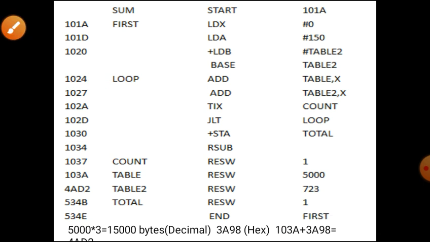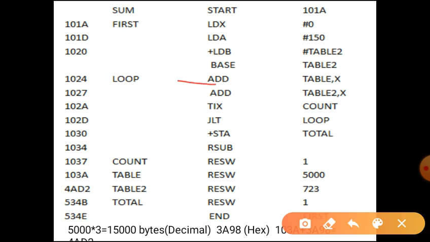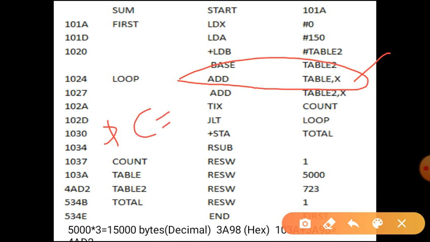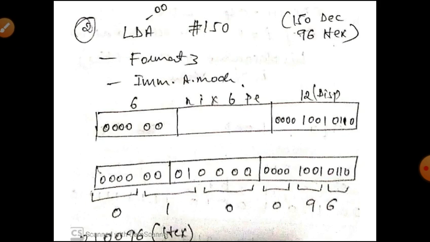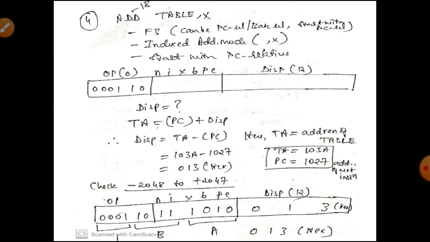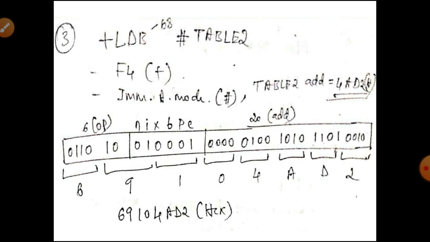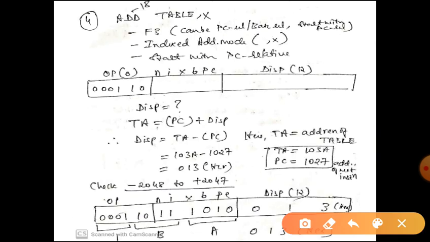I hope you are getting it. We are assembling ADD TABLE,X at this line, so the content of PC, that is the address of the next instruction, is 1027. So this value we are using. Go back to that. 1027, yeah, we have it here. This is what we know now.